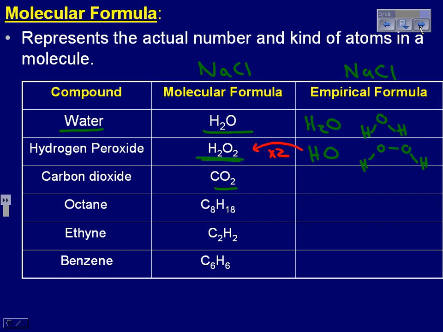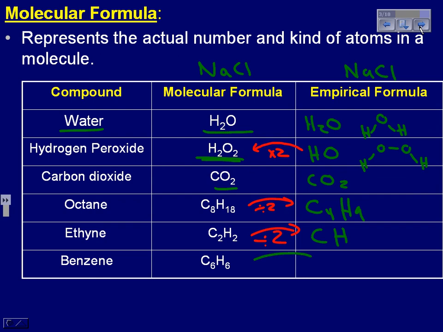CO2, I can't divide anything out. CO2, it is the same. C8H18, what can I divide out of there? I can divide a 2, that's going to get me to 4 and 9. So if I divide a 2, I can get C4H9. Again, the way I obtained that in this case was dividing out a 2. Same with the molecule ethyne. Again, its empirical formula, CH. Again, what did I do? I divided out a 2.